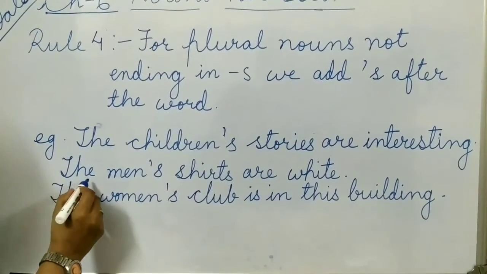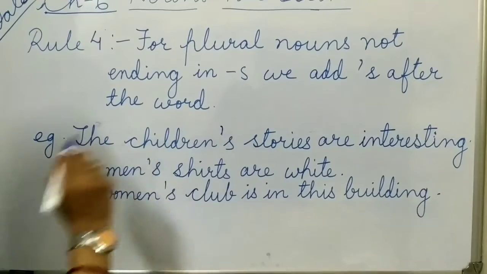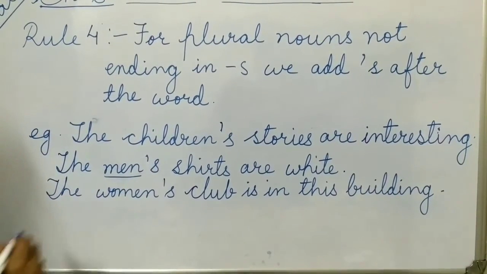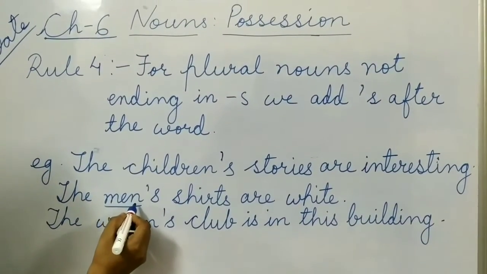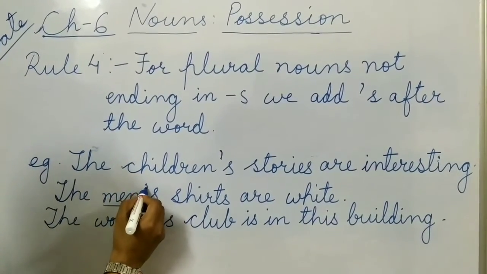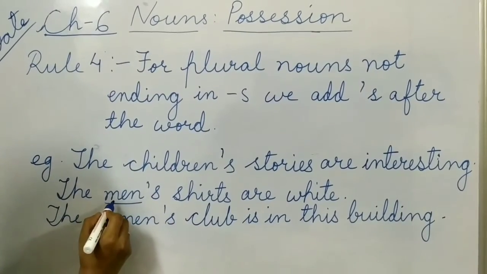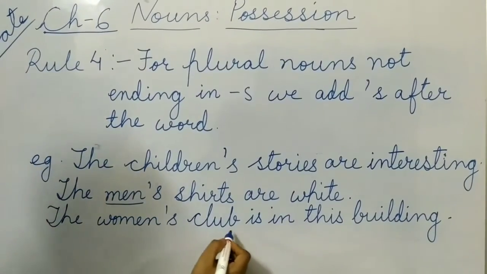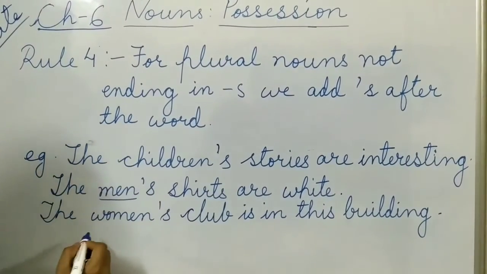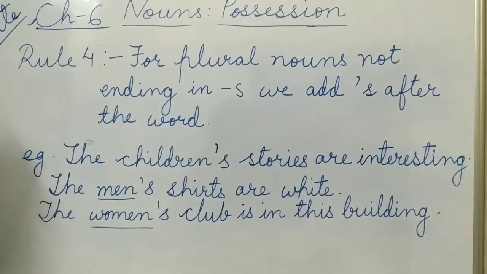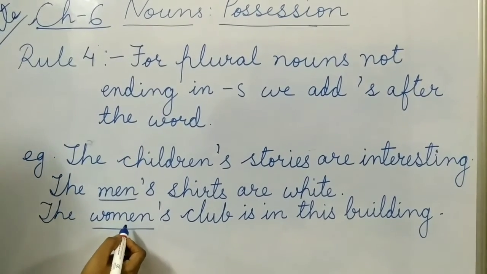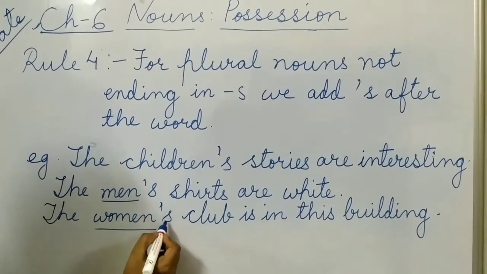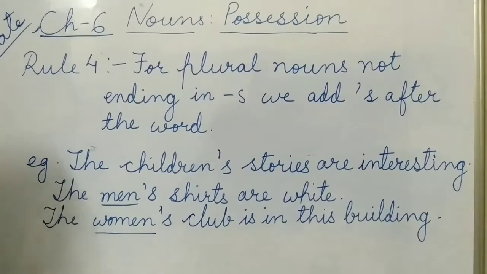Next example. The men's shirts are white. Now see here children, is men a singular or a plural noun? Men is a plural noun but it is not ending in S. So we will write apostrophe S after the word men. Third example, the women's club is in this building. Now tell me children, is women a singular noun or a plural noun? Women is a plural noun. It is not ending in S, so we write apostrophe S after the word women.